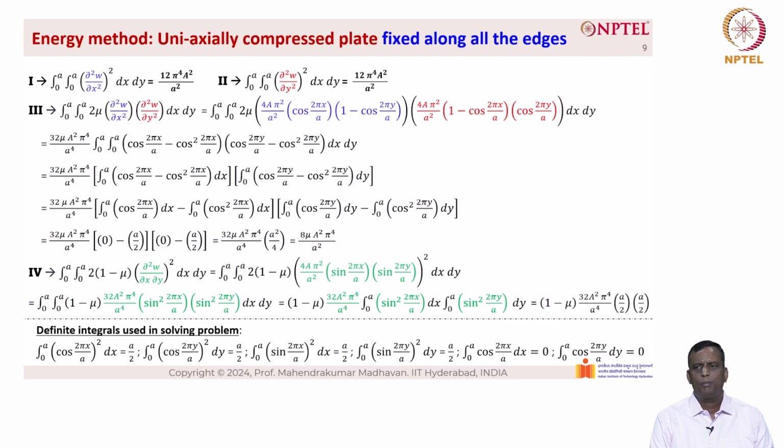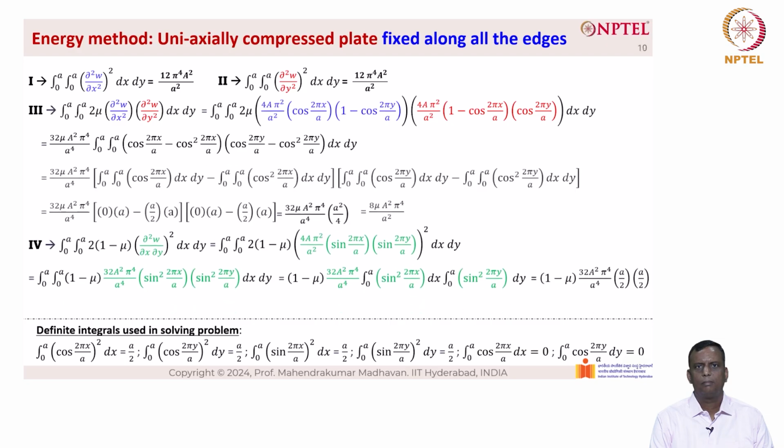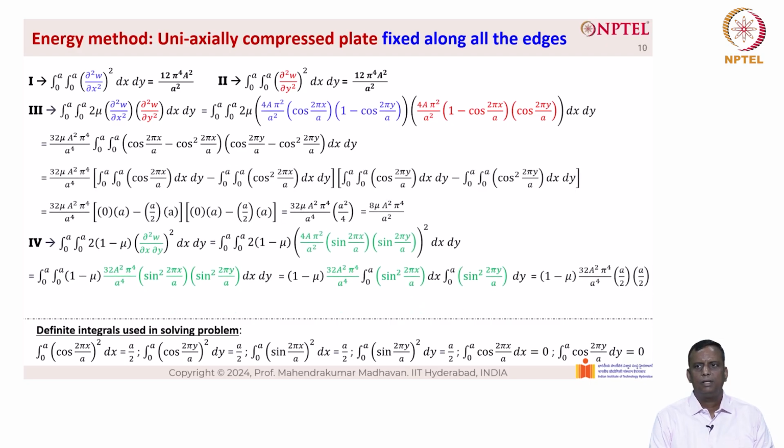Again, we can simplify this further, and by splitting this double integral into two single integrals, we get the value 1 minus mu into 32 a square into pi power 4 by a power 4 into a by 2 into a by 2. Now, that gives you the value here, which is 8 a square into 1 minus mu into pi power 4 by a square.